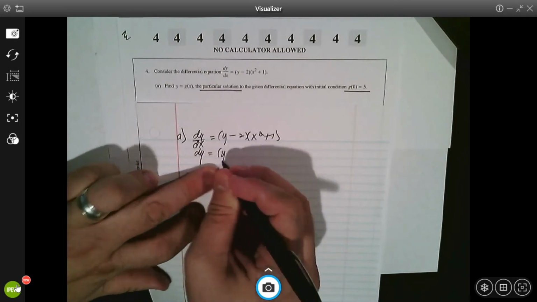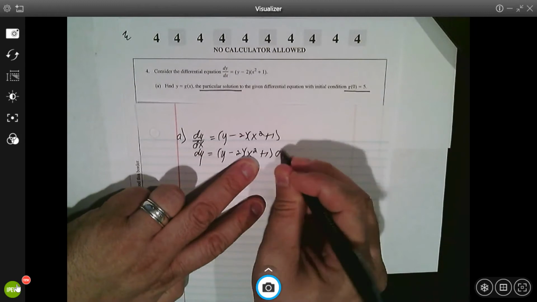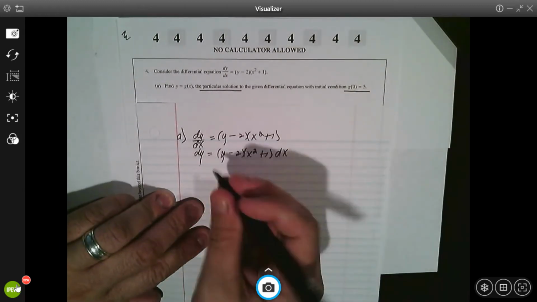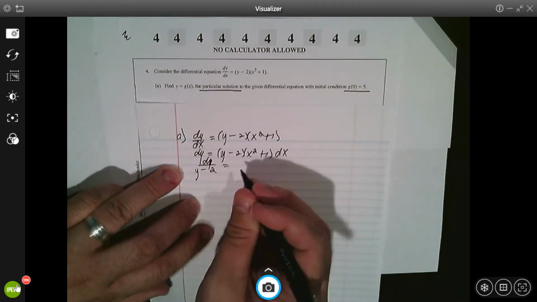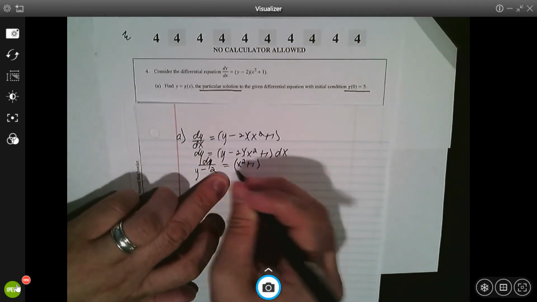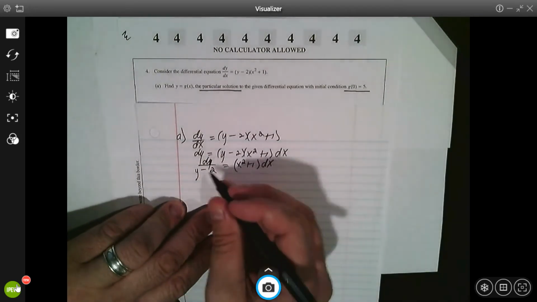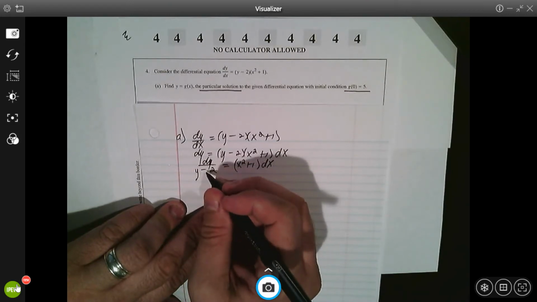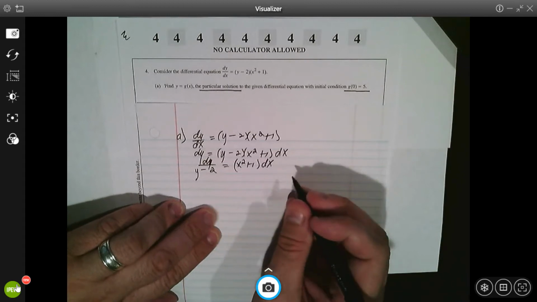We're going to multiply both sides by the dx. So we've got (y minus 2) times (x squared plus 1) times dx. With separable differential equations, you need to get all the y terms on one side. So dy over (y minus 2) equals (x squared plus 1) times dx. We have successfully separated the variables. Everything with a y or a dy is on the left-hand side. Everything with an x or a dx is on the right-hand side.